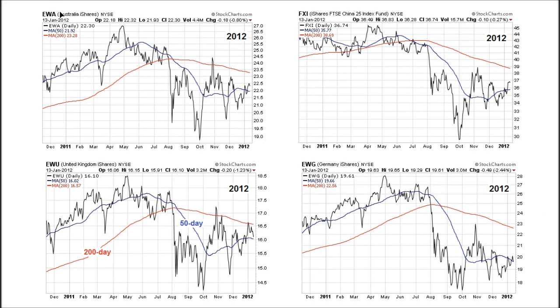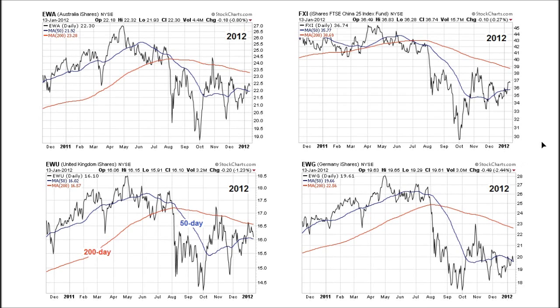around the globe. This is Australia. Looks like a bear market. United Kingdom, 2012, looks like a bear market. China, 2012, looks like a bear market. Germany, 2012, looks like a bear market.